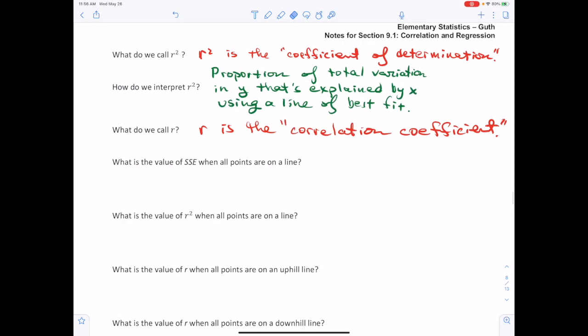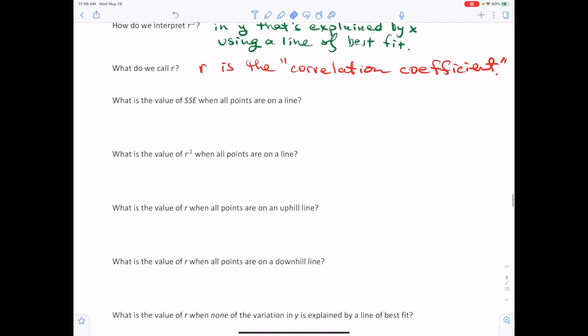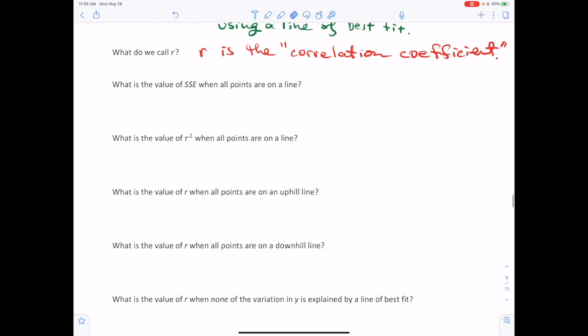Okay, so now with the correlation coefficient, we want to start talking a little bit more about what we think R can tell us about the relationship between two variables. So the first thing is, remember SSE stands for the sum of squared errors or residuals. Now, if all the points are on the line of best fit, then the sum of squared residuals will be 0, because if the points are on the line, then there are no residuals. So we can just easily say from this that SSE has to be 0.